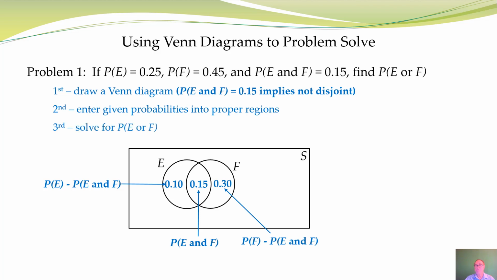Now we solve for the probability of E or F. What did we say that was? That was all three of those regions added up. So it's 0.10 plus 0.15 plus 0.30, which is 0.55.